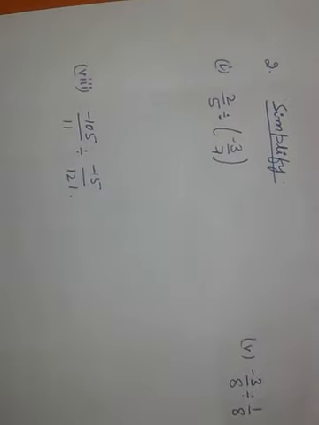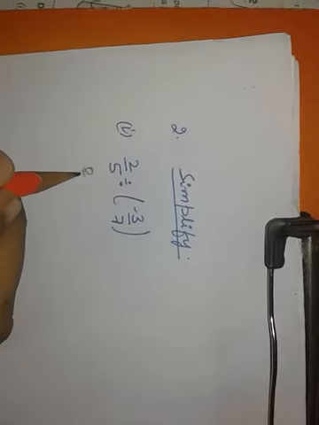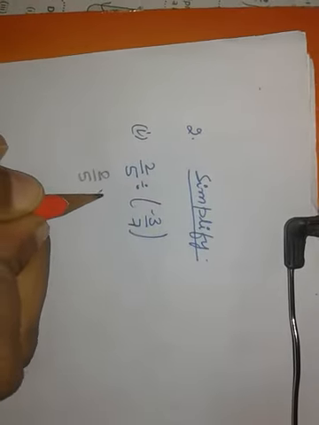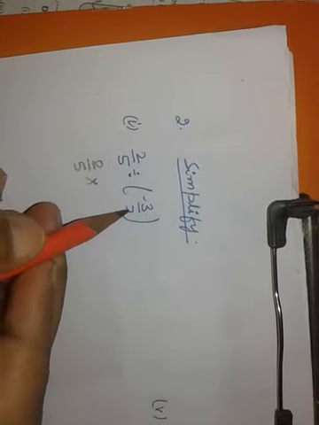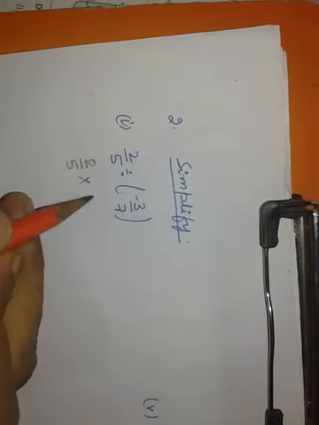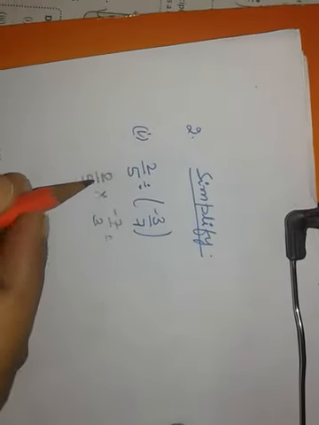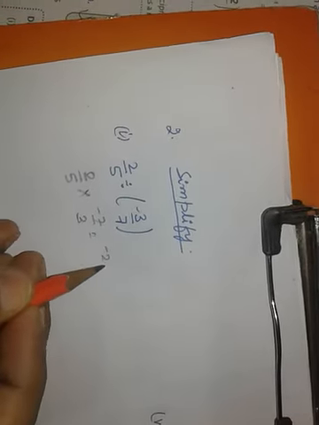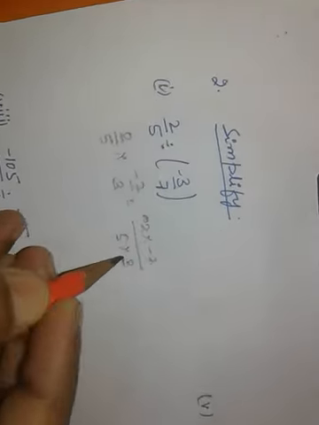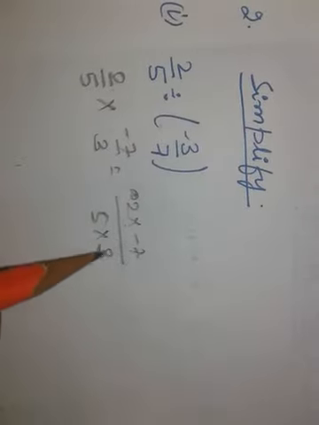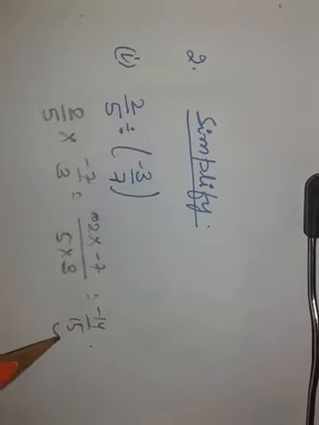The first question I have chosen is 2 by 5 divided by minus 3 by 7. So how do we go? We change division to multiplication, and we multiply 2 by 5 by the reciprocal of minus 3 by 7, that is minus 7 by 3. First of all we see whether any number cancels each other. No. Then you multiply: minus 14 by 15. This is our answer.